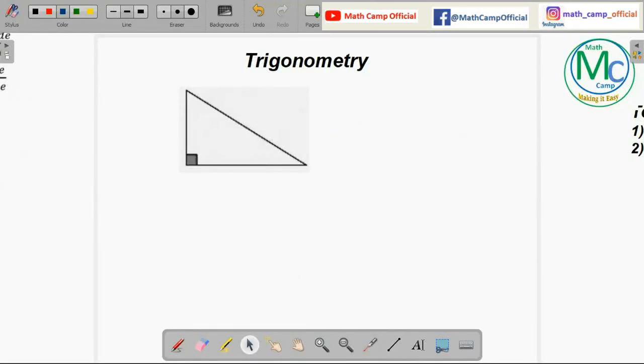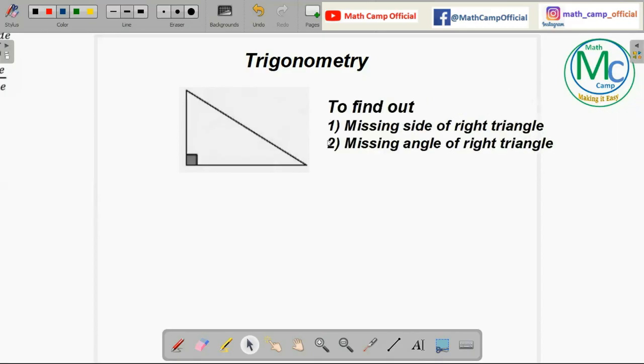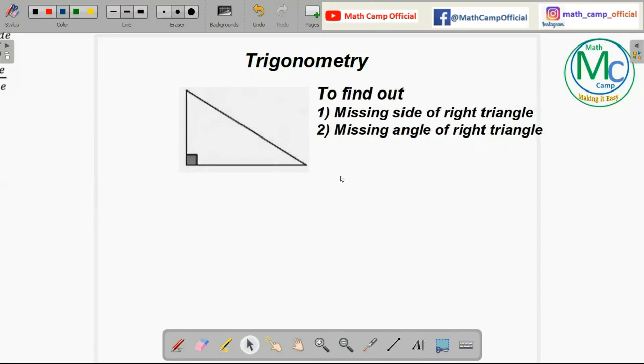Today we are going to learn trigonometry. Trigonometry basically deals with finding the missing side or missing angle of a right angle triangle. Keep in mind, trigonometry only deals with right angle triangles.